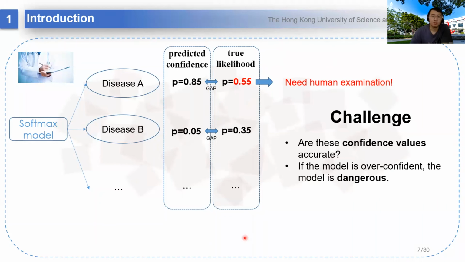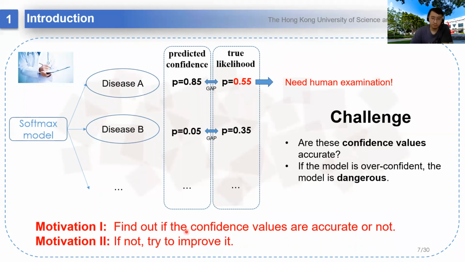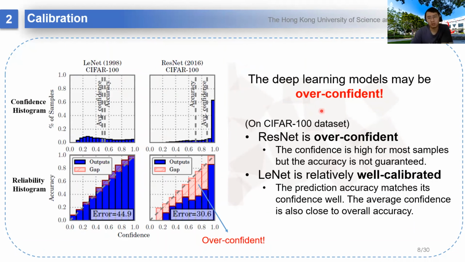So here comes the motivation of this project. First, we want to find out if these confidence values are accurate or not. If they are not accurate, how can we improve it? The answer to the first question is no. The deep learning models tend to be overconfident.